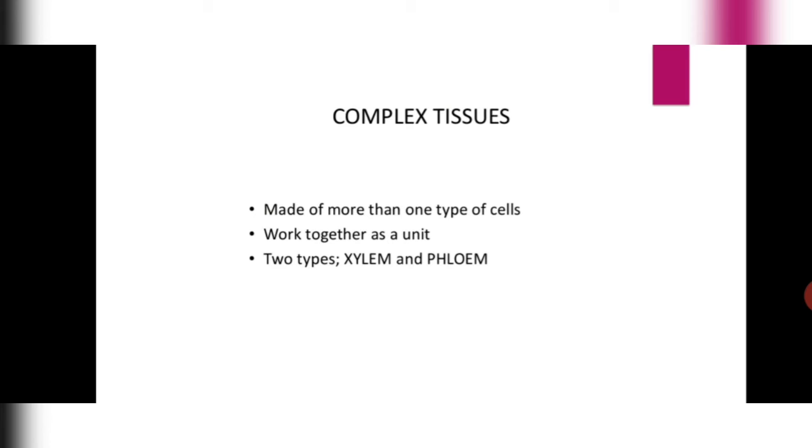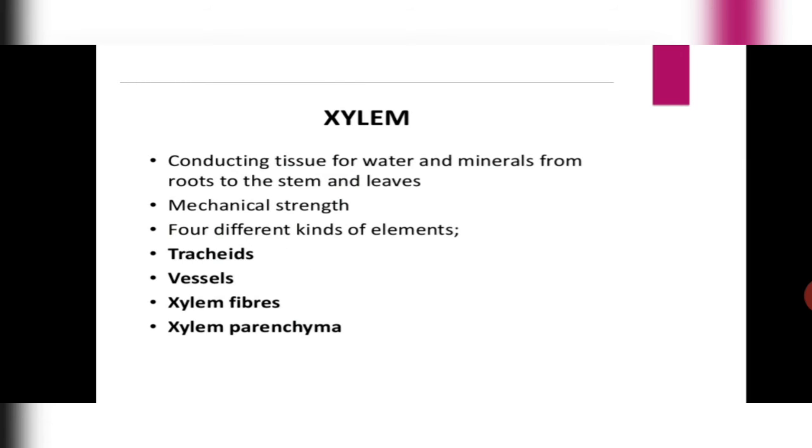Now let us discuss the complex tissues. Complex tissues are those permanent tissues which are made up of more than one type of cells. They always work together as a single unit. Two important complex permanent tissues in plants are xylem and phloem. Let us discuss the xylem and phloem one by one.